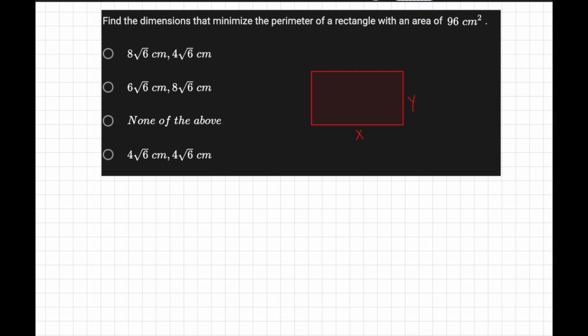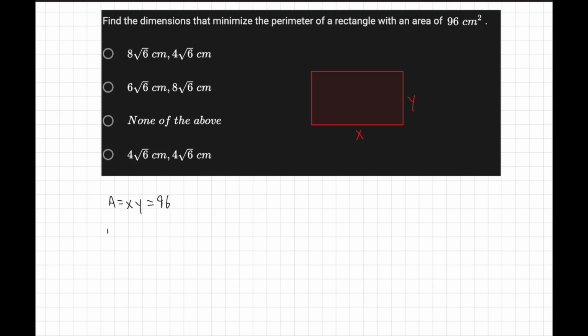This is a classic optimization problem in Calculus 1. We want to find the dimensions that minimize the perimeter of a rectangle given its area is 96 centimeters squared. I've gone ahead and drawn out the rectangle with a width of x and a height of y. So we know the area is equal to x times y, and that's equal to 96.